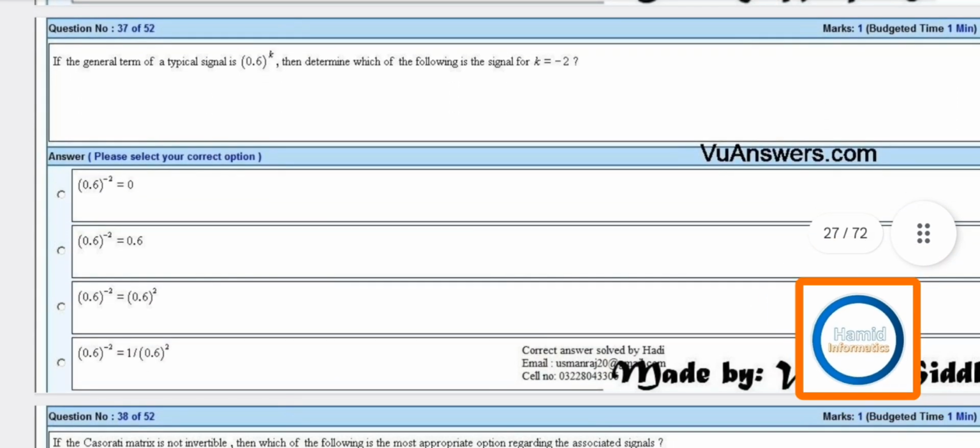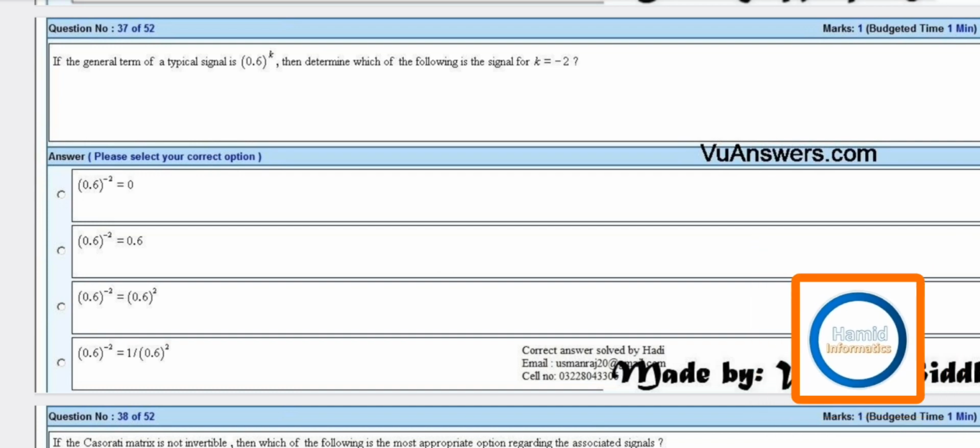Next question is: if the integral term of a typical signal is 0.6 power k, then determine which of the following is the signal for k equal to -2. And the answer is 0.6 whole power -2 equal to 1 divided by 0.6 whole square.